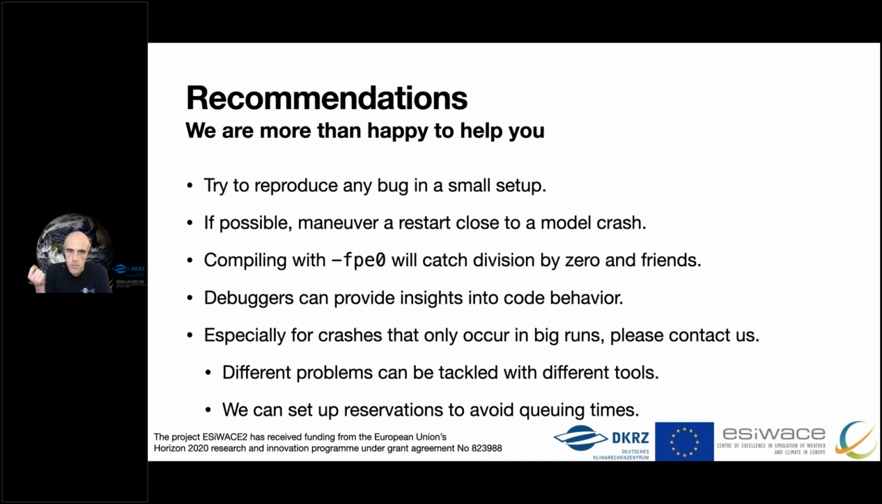As I showed before, compile with FPE0 to catch division by 0 and friends, which helps a lot in finding things when things are strange. And the debugger that we just showed can provide a lot of insights into code behavior. It won't fix all the problems you have, but it will help you find a lot of them. And if it's a crash in a big run, please feel free to contact us. We have DDT, we have other tools. And we can also work with reservations to avoid queuing times. So that's one of the reasons why my jobs went through that fast now. I simply had the option of skipping the queue.